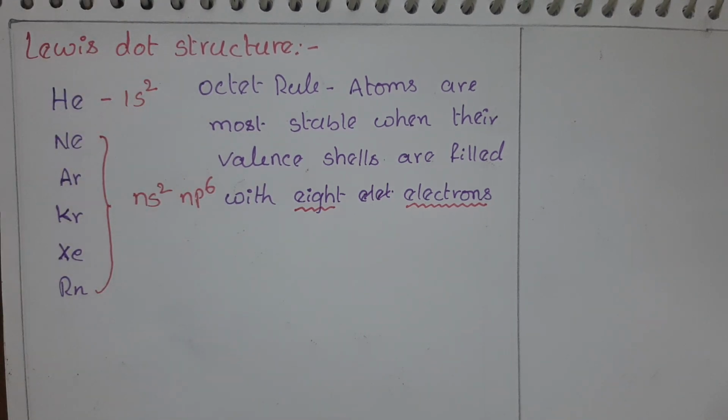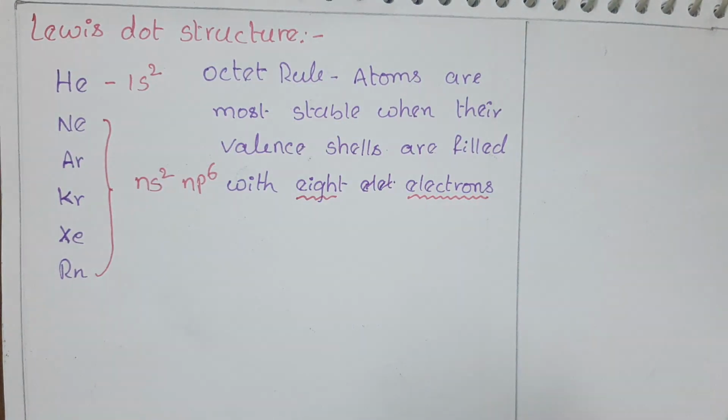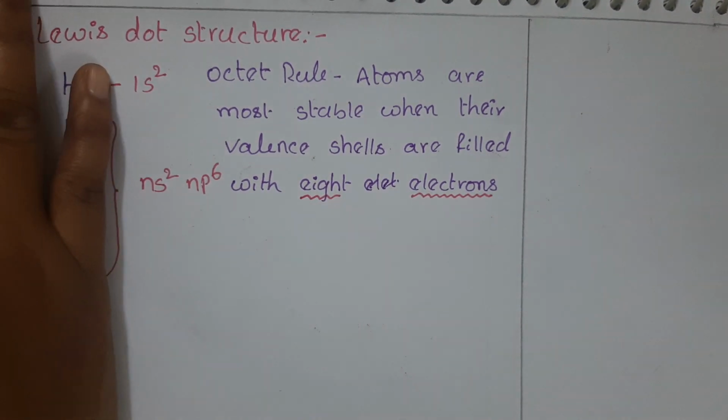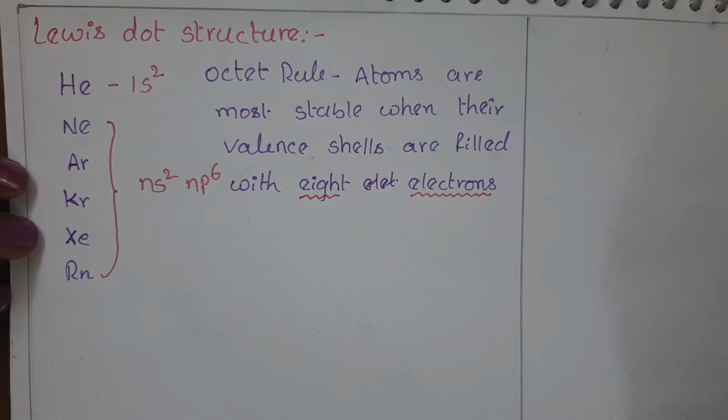And what about the remaining elements? The remaining elements do not have 8 electrons in their valence shell. So they are trying to get 8 electrons. How are they getting 8 electrons? By losing, gaining or sharing of electrons.